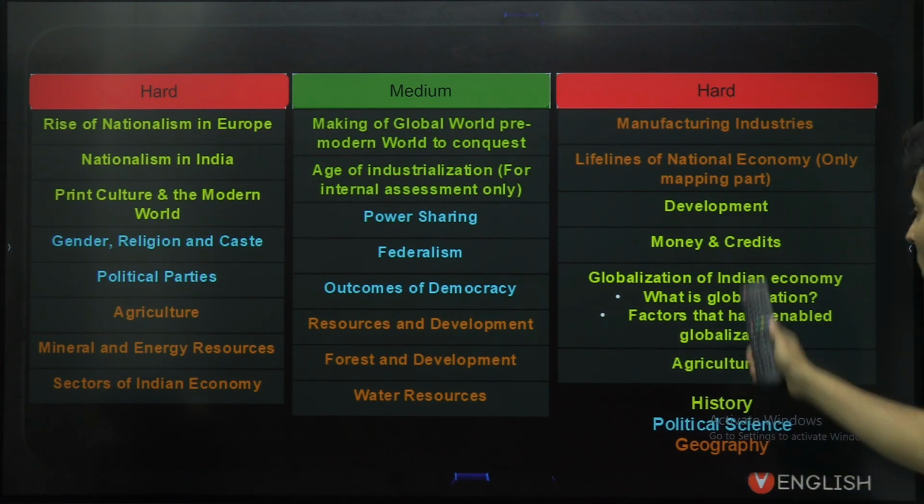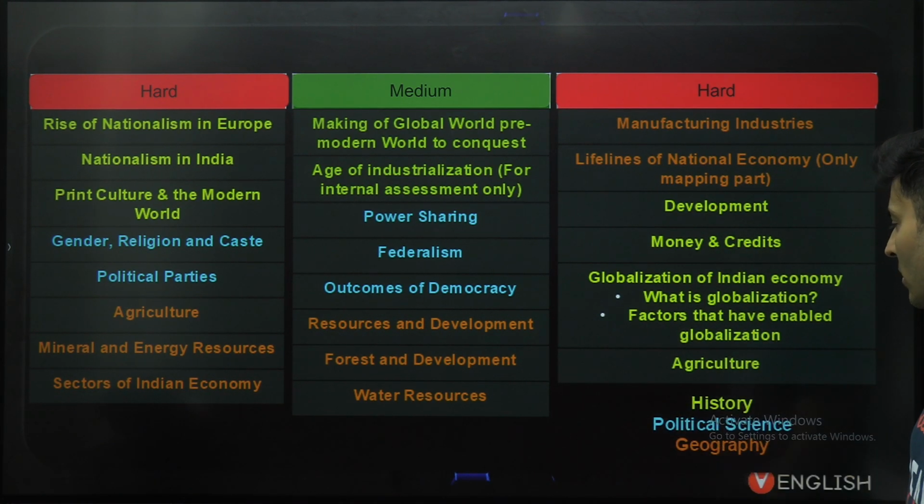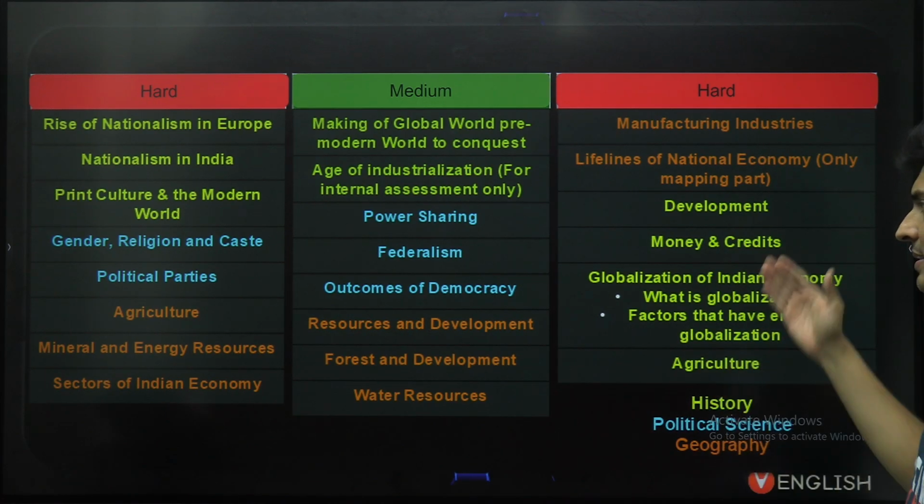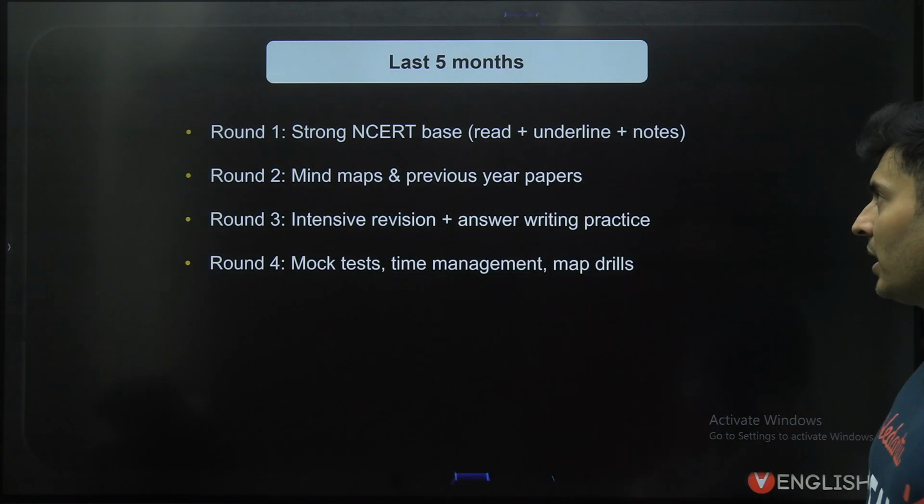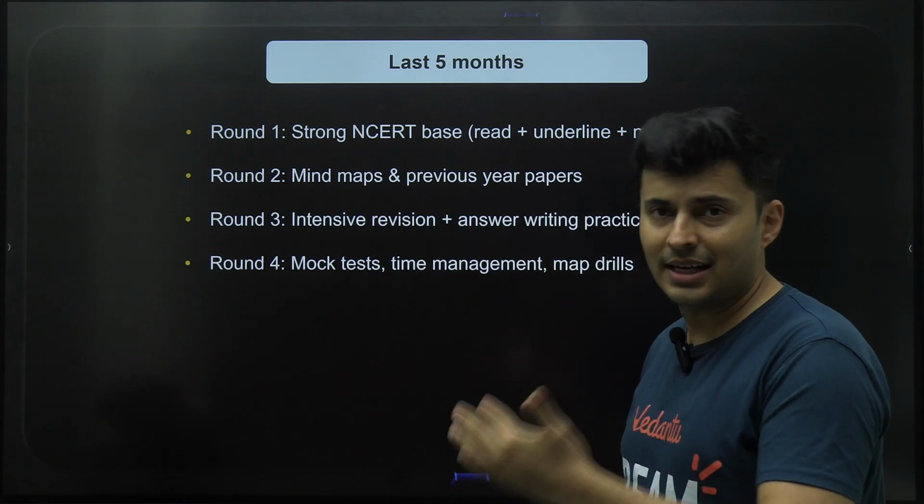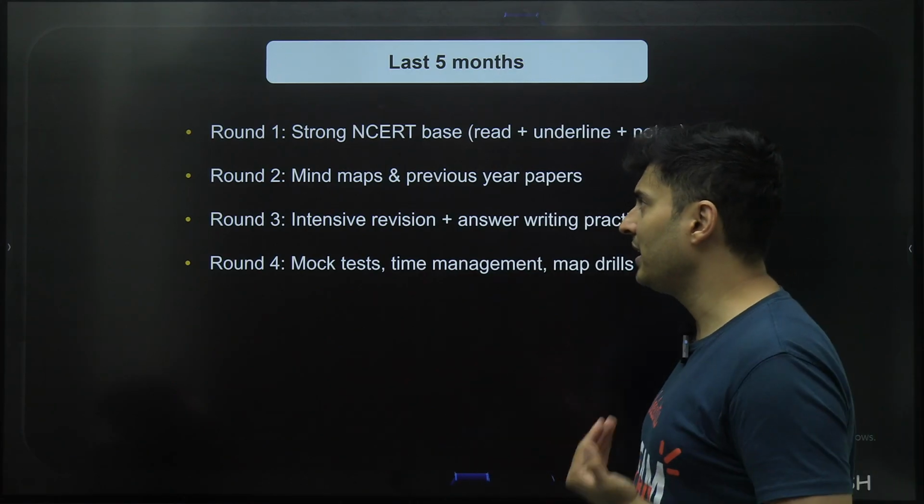Okay, done. So all the yellow ones are history. Geography ones are orange, and political science I have put in light blue. Okay. Now, what you should do in the next few months before the run up to the exam.